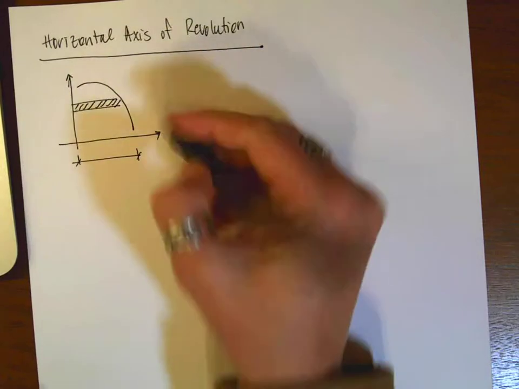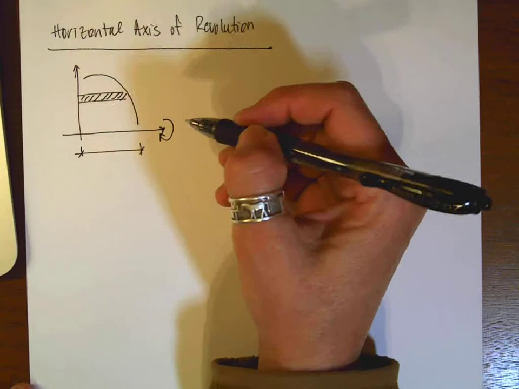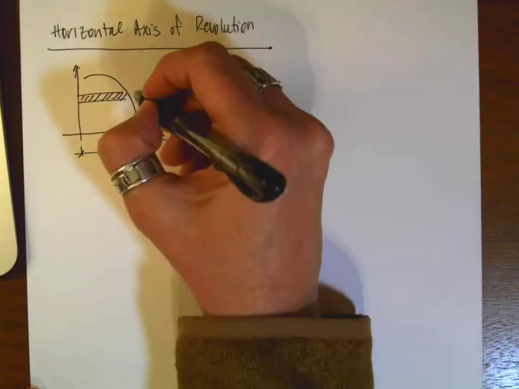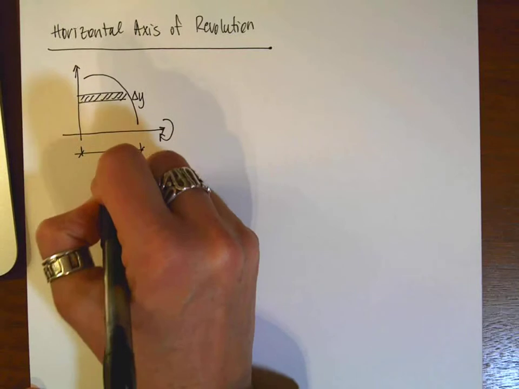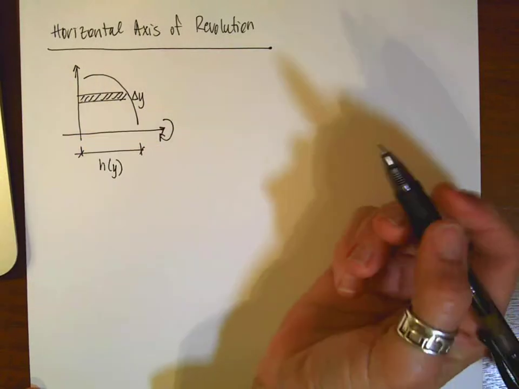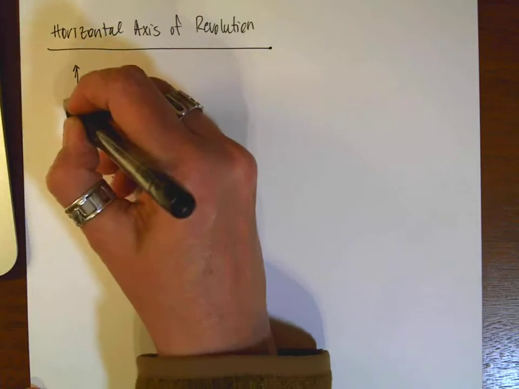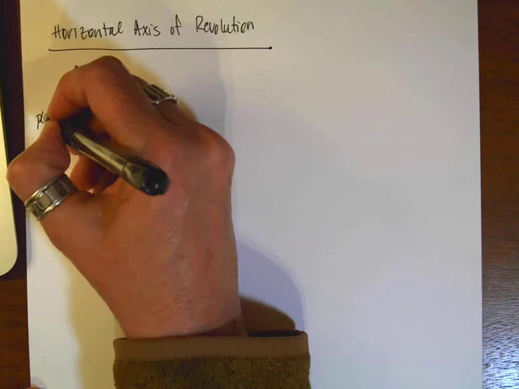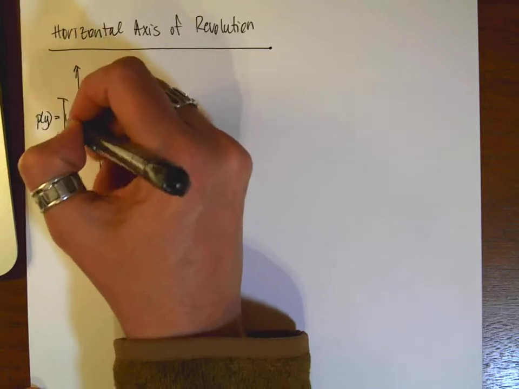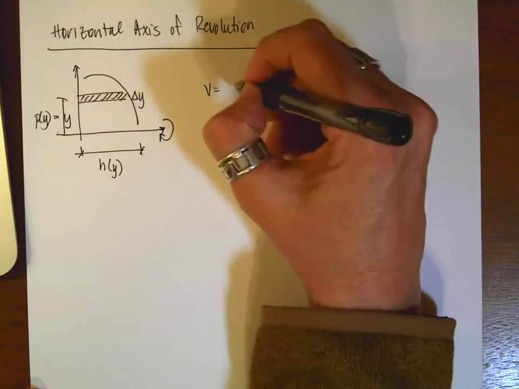okay? So if I have a horizontal axis, so that means that my rotation is happening maybe about our x-axis, then this is going to be my delta y. The height is going to be h of y, and then the distance from the axis of revolution up to here is going to be called p of y, which for almost all intents and purposes will be y.